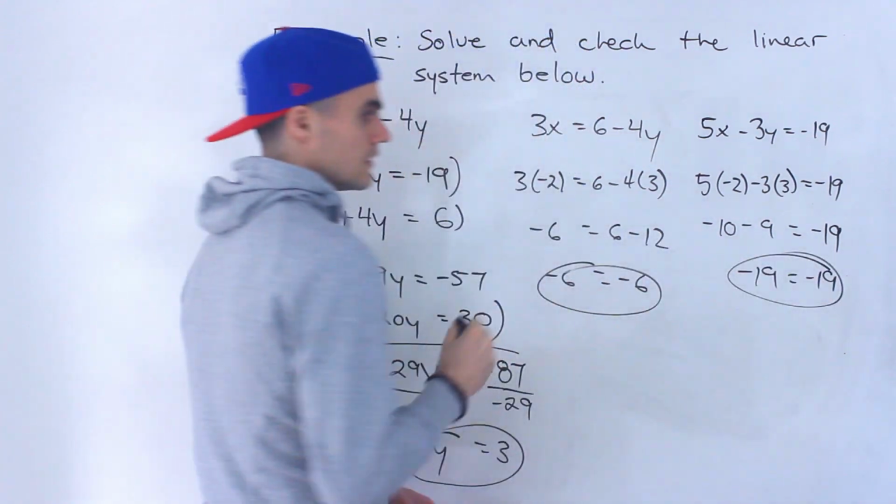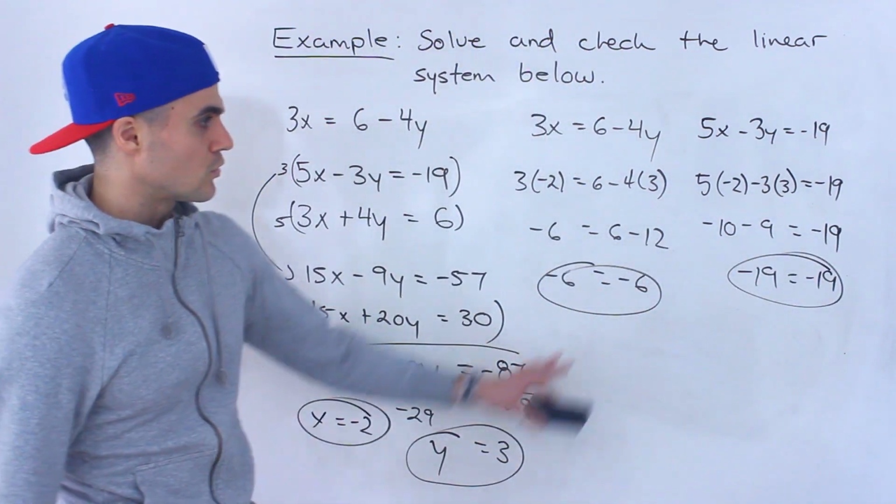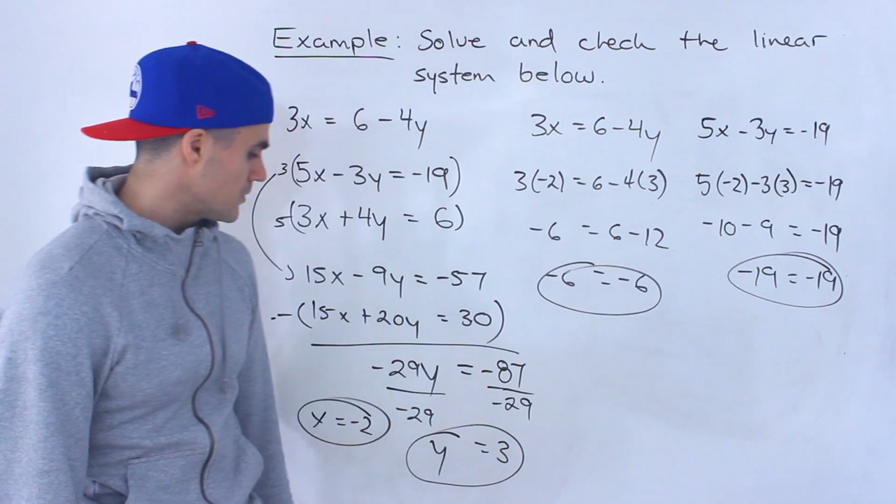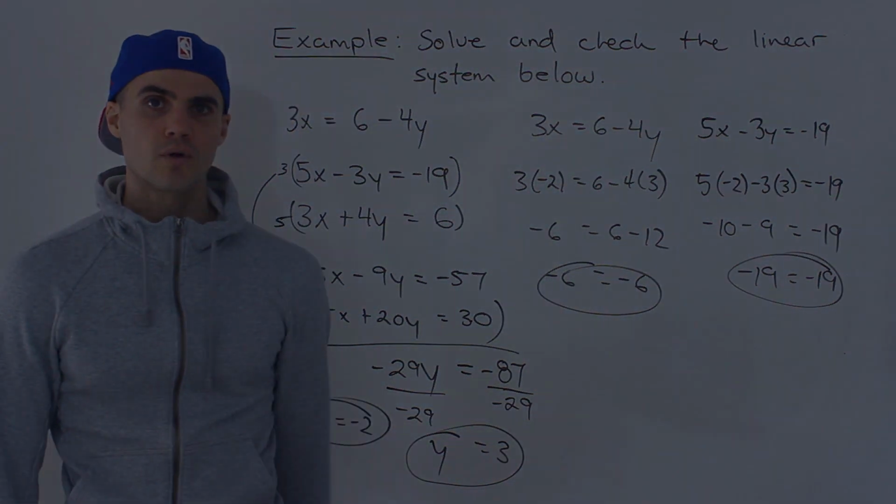And we do indeed end up getting negative 19 on both sides. So those are the two checks that we do, and we can be pretty confident that that's the correct answer.